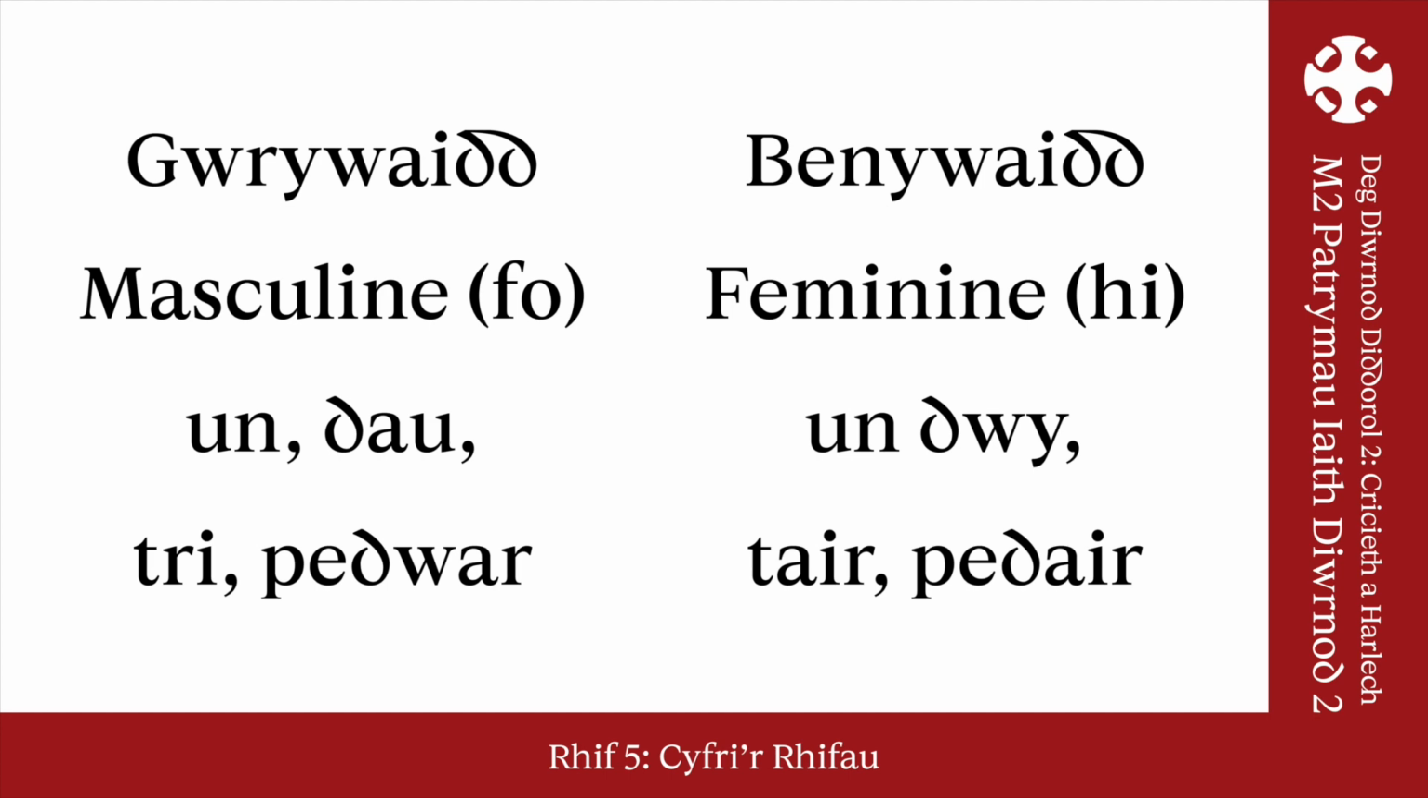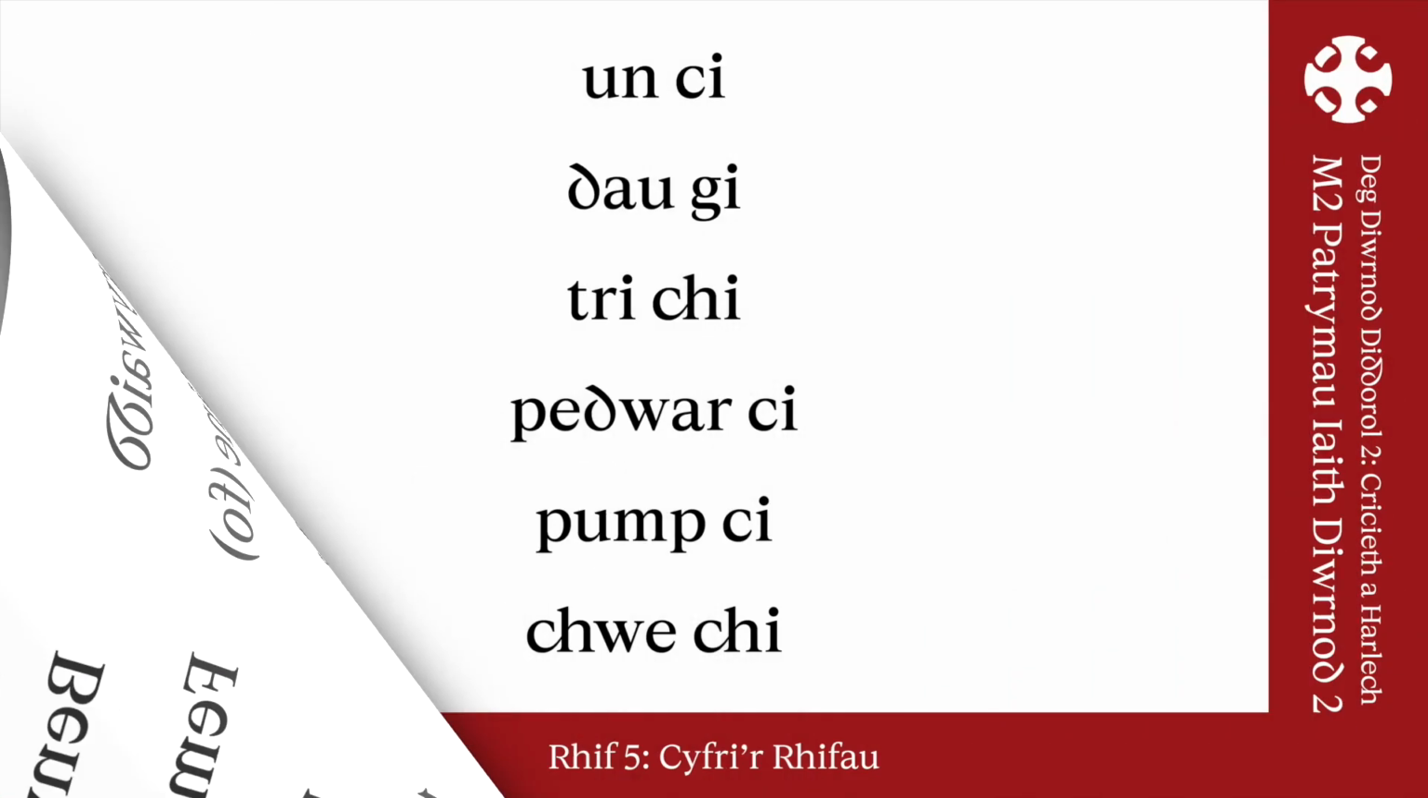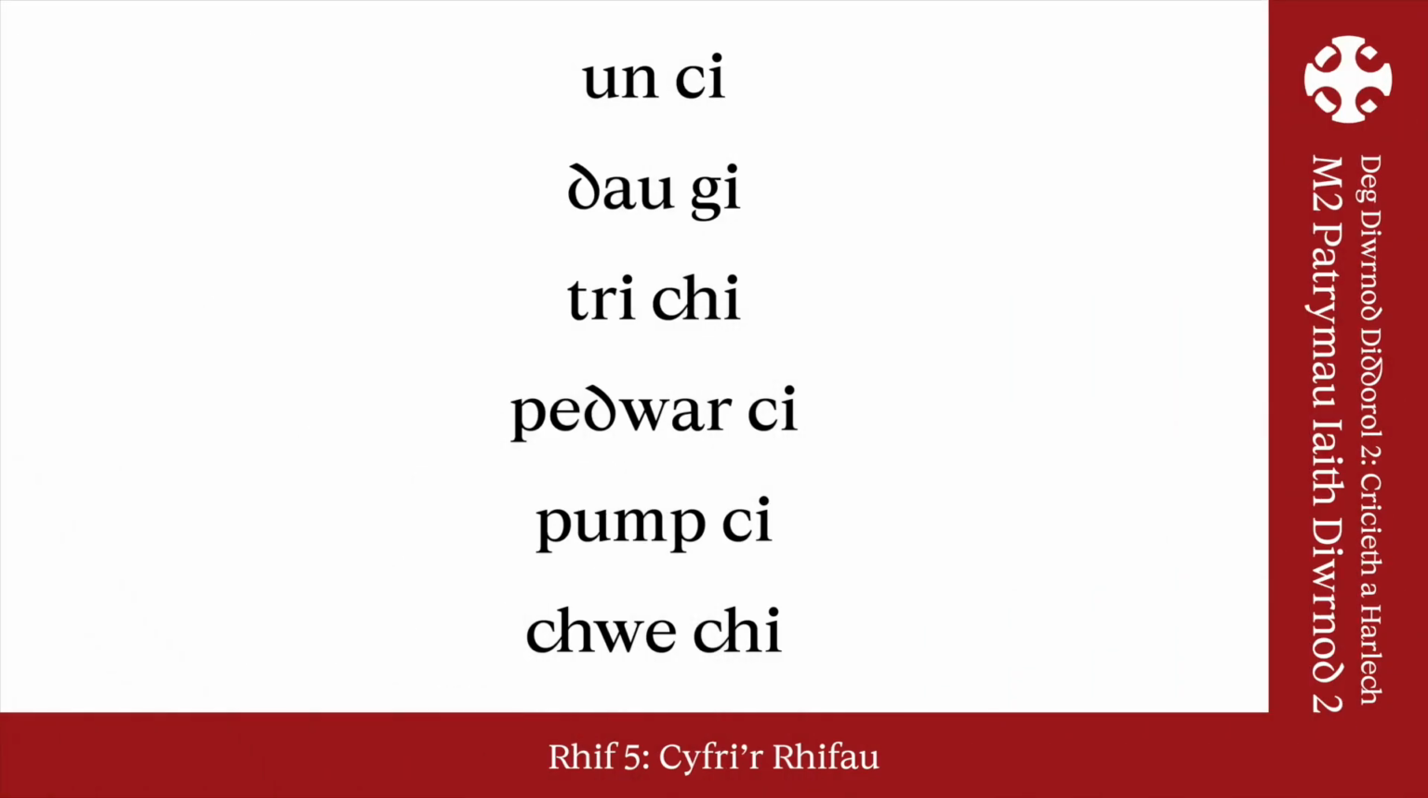Generally, it is best to learn which things are feminine. A dog, ci, regardless of whether the dog is male or female, is a masculine noun. So when you are talking about 1, 2, 3 or 4 dogs, you would count: 1 ci, 2 gi, 3 chi, 4 ci, 5 ci, 6 chi.